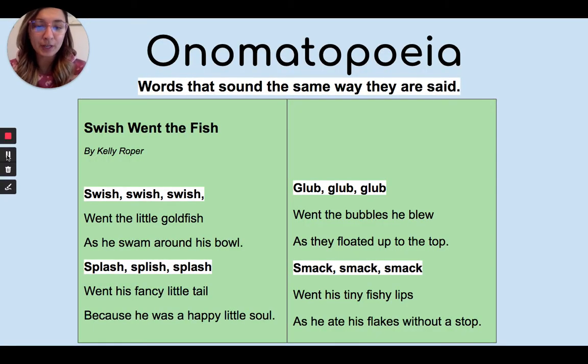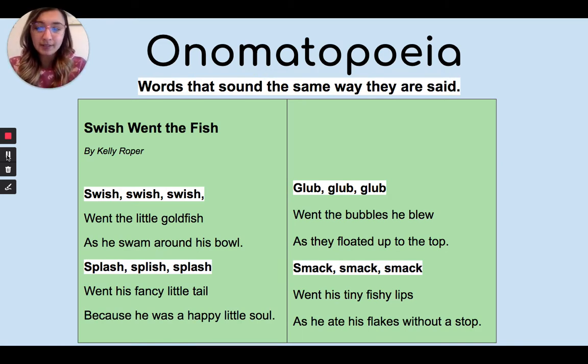All right, the second thing we are going to learn about today is a very silly looking word, and this word says onomatopoeia. I don't know if you've ever heard this silly word before, but you're going to be learning about it in 4th grade and then in 5th grade, so I thought we'd touch on it today. So again, this word is onomatopoeia, and these are words that sound the same way they are said. It's a little bit tricky, but I'll show you some examples. First I'm going to read you a poem with some examples of onomatopoeia in it, and then I'll show you the next slide, which has more examples.